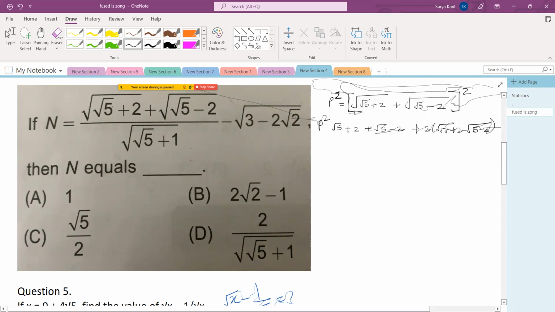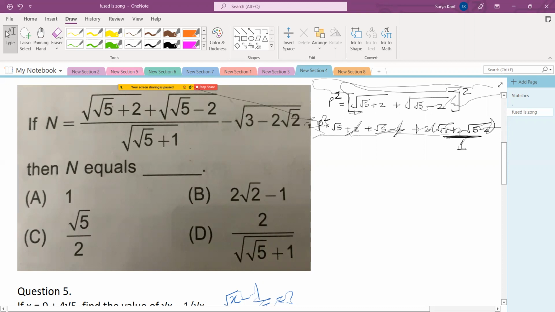This is P square, no? Then what do I do? What are we getting cancelled? Something is cancelling here. This is getting cancelled. Here, this becomes one only. This whole part becomes one. Wait, I'll just write. So one. Yeah, this becomes one because root 5 square is what?